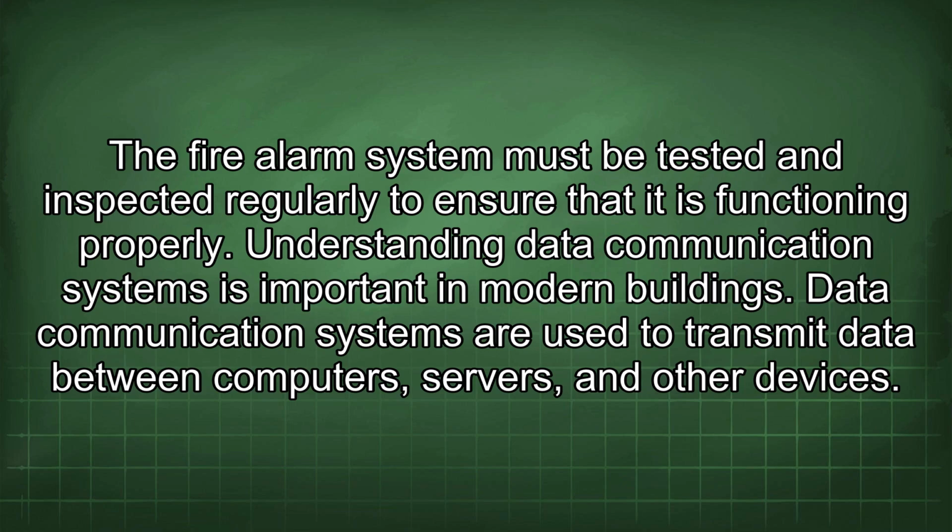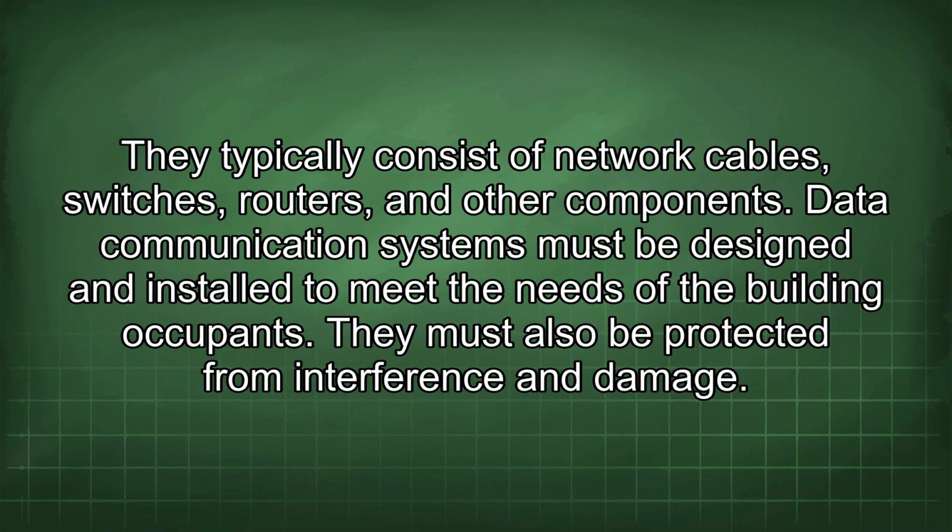Understanding data communication systems is important in modern buildings. Data communication systems are used to transmit data between computers, servers, and other devices. They typically consist of network cables, switches, routers, and other components. Data communication systems must be designed and installed to meet the needs of the building occupants. They must also be protected from interference and damage.